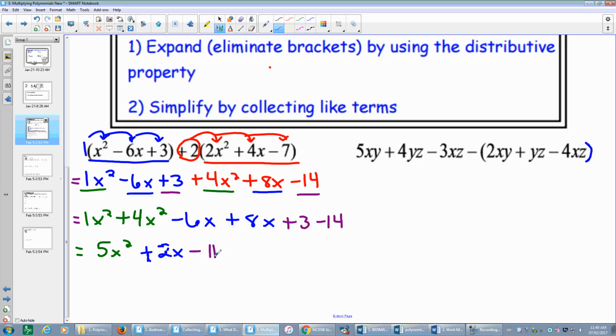My next example here, you're going to notice my first step is to eliminate the brackets. I don't have a bracket here, so I'm just going to rewrite all of these terms the exact same, because my first step is to eliminate the brackets. There's no brackets here.